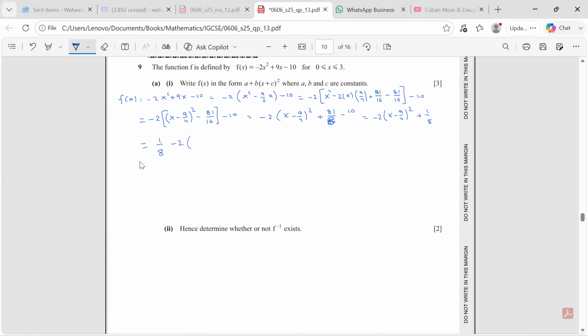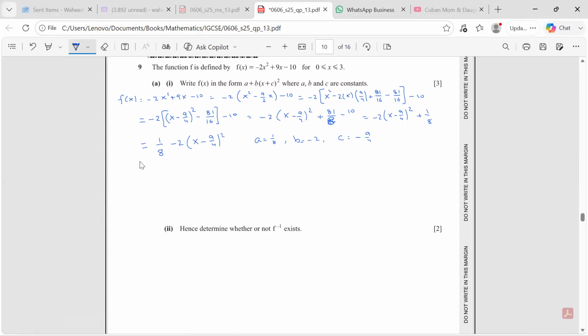If I rewrite it once more, it is 1 by 8 minus 2 and x minus 9 by 4 and its whole square. So you can see that a is 1 by 8, b is minus 2, and c is minus 9 by 4. So we wrote it in this form. Now the next part.